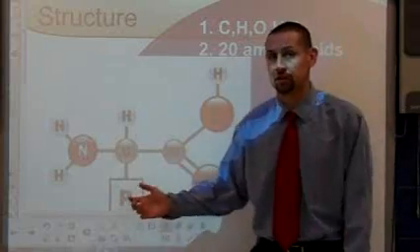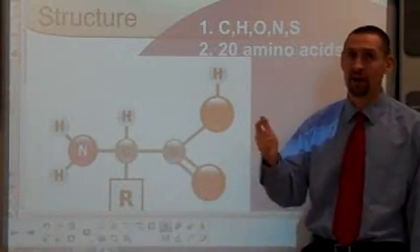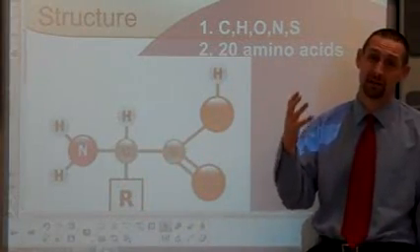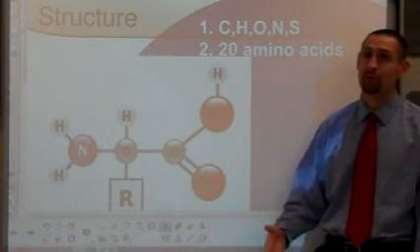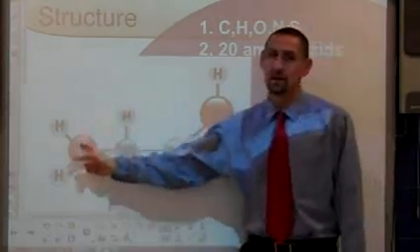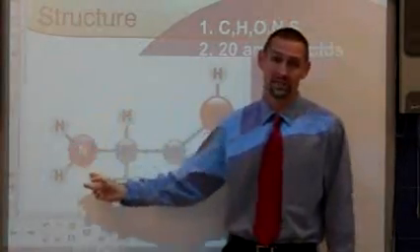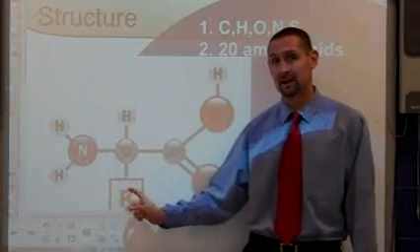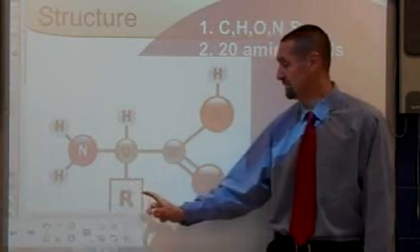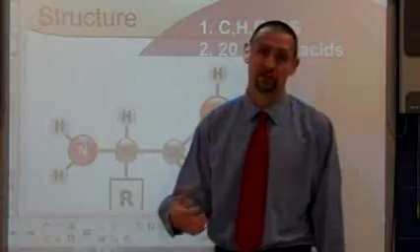Let's take a look at protein structure. Protein consists of carbon, hydrogen, oxygen, nitrogen, and now sometimes sulfur. Proteins are made up of amino acids. Amino acids have this base structure which almost always stays the same, and then they vary with the elements, and the arrangement of those elements, that are in that R structure.